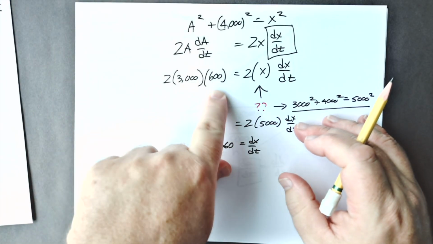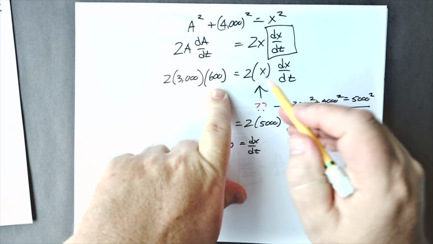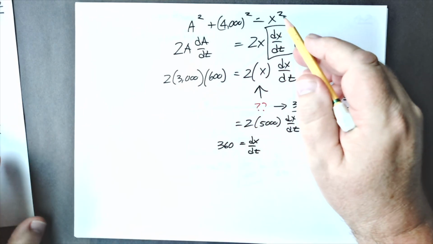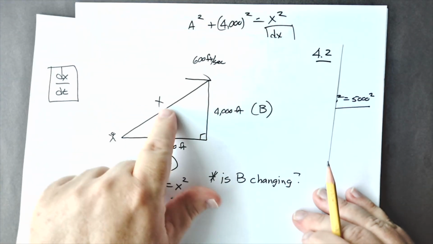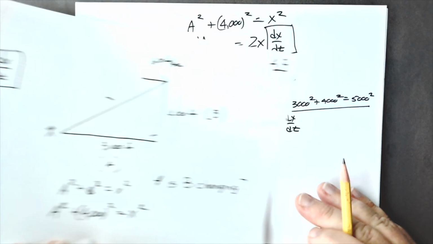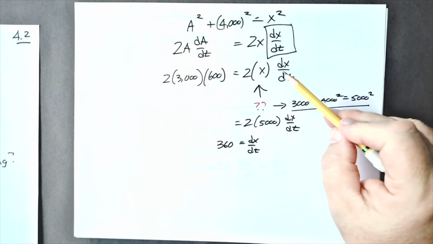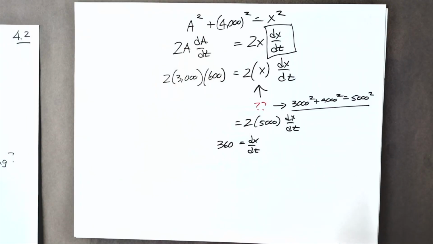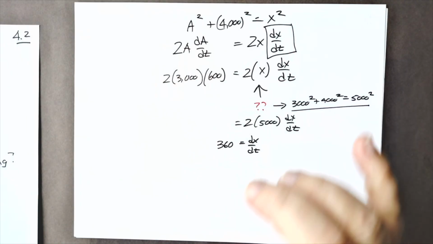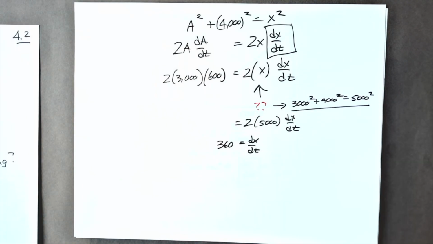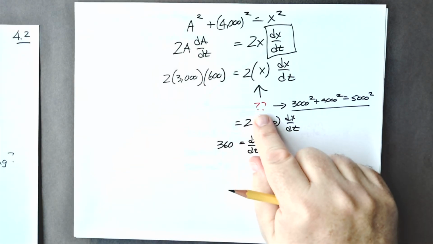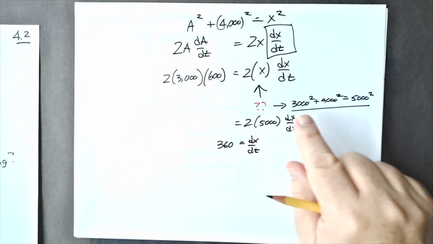So the plane's velocity is 600. And then we say 2x. Oh, we need to actually know what x is. I don't have x. And there's the dx dt. So frequently when you're doing related rates, you're going to come across one variable that you don't have. And then we need to stop and say, can I get that variable? And the answer is, yes, I can.